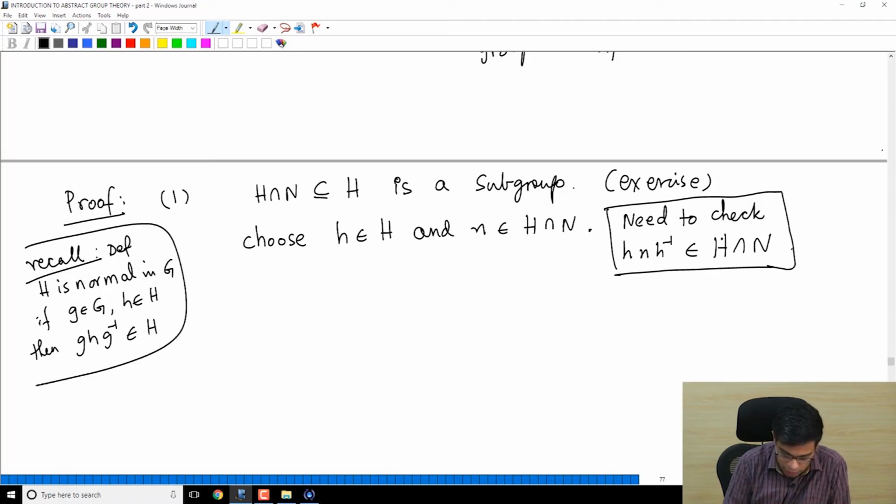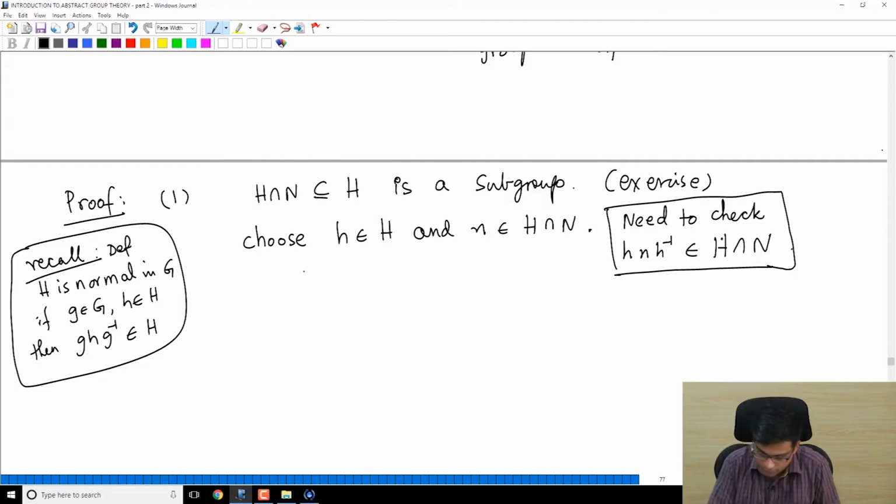So you take something from the bigger group and something from the smaller group and consider this element. It must be in the smaller group. Here we are interested in proving H intersection N is normal in H. So we have to take something from H, something from the smaller group, and consider this element and show that it's in the smaller group.